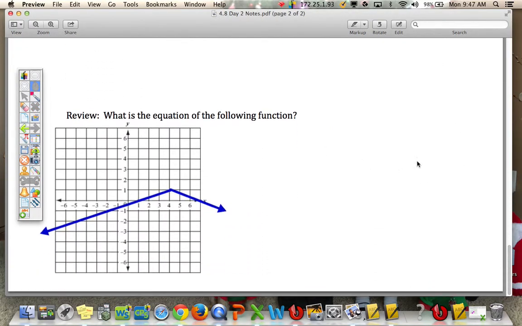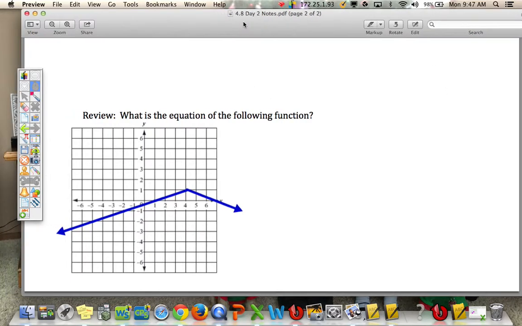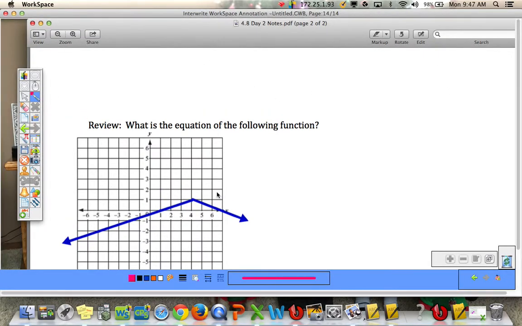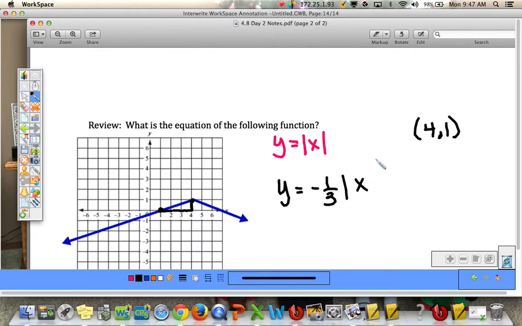Okay, and review. What is the equation of the following function? Okay, so we know it's absolute value. Here's the parent function, y equals the absolute value of x. But the vertex shifts. It shifts to 4, 1. Or right 4, up 1. And the slope is different too. So to find the slope, it looks like it's going down. It's negative 1 over 3. So here's what it'll look like. Y equals negative 1/3. There's your slope, x. And we went to the right 4, so x minus 4. And then we went up 1, so plus 1.